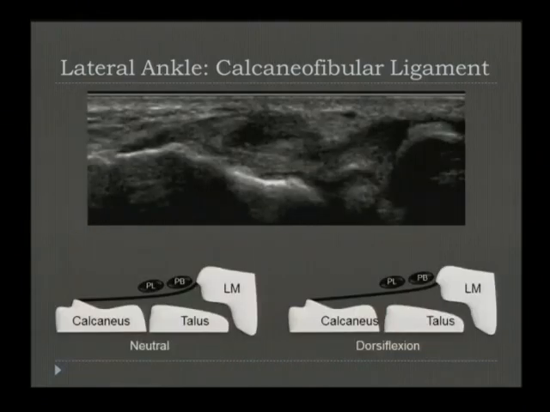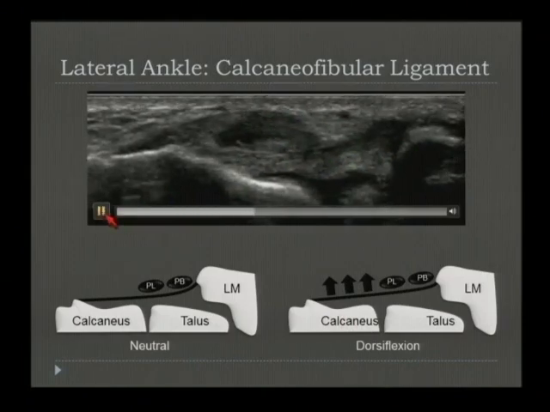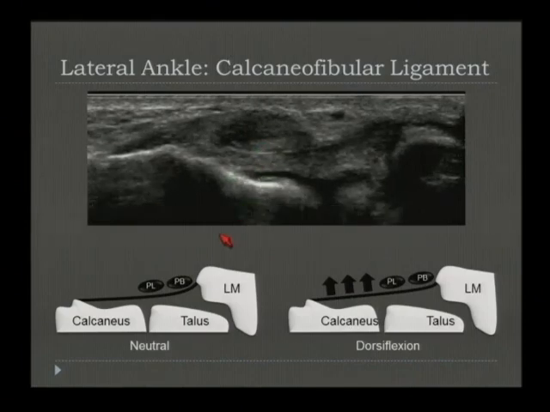Here's an example. Here's the neutral state where the calcaneofibular ligament is a little more lax and allows the peroneal tendons to lay right on top of it. As you dorsiflex, it will then become taut and elevate those peroneal tendons. You can see this here on the video. Here, this is a calcaneofibular ligament. Here are going to be the peroneal tendons. As we watch the video, you can see that it lifts them up slightly as you place the foot in dorsiflexion.